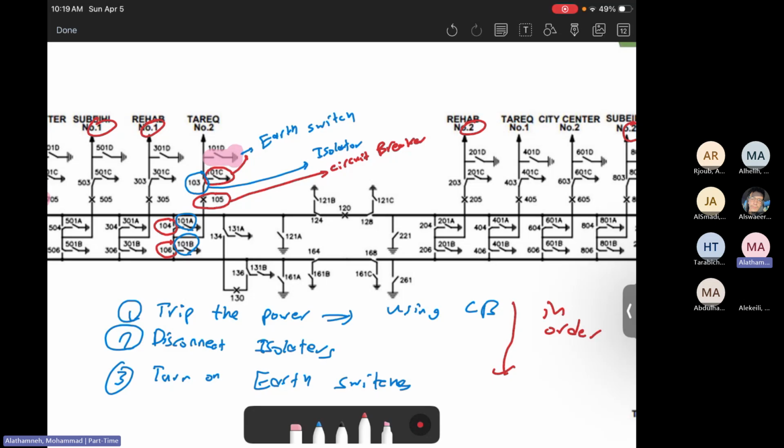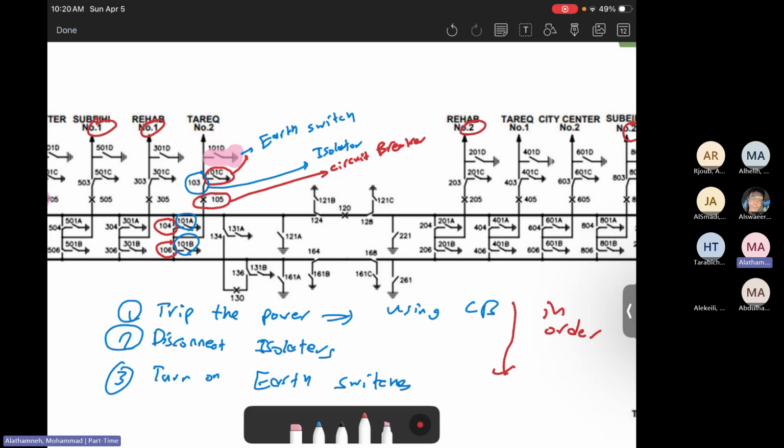Otherwise, it will cause short circuit faults, line-to-ground faults, or three-phase-to-ground faults, which is something that we don't want. Therefore, we need to make sure to trip all of the circuit breakers and disconnect all of the isolators. After that, we can turn on the earth switches.